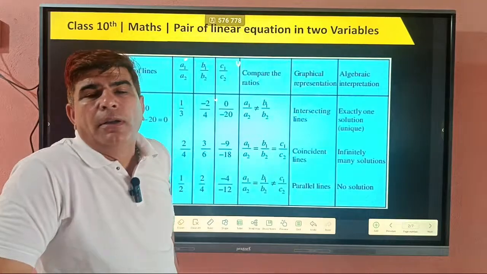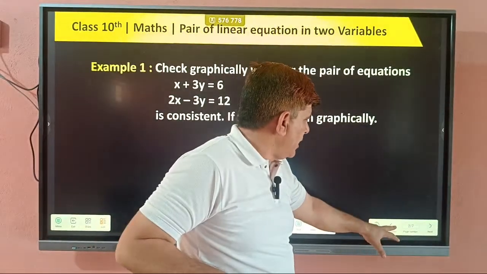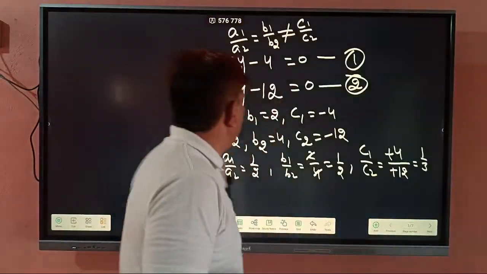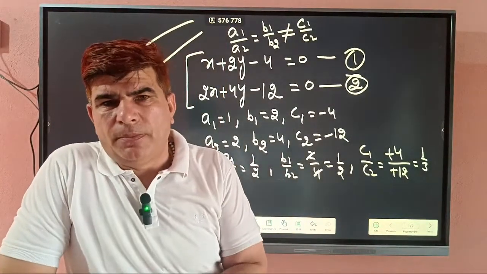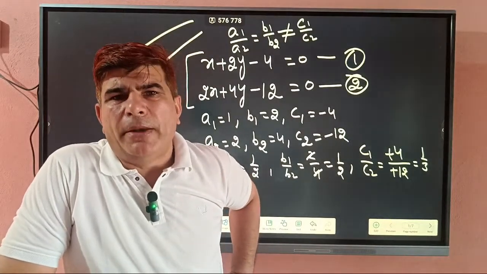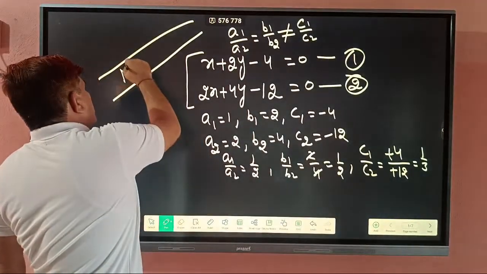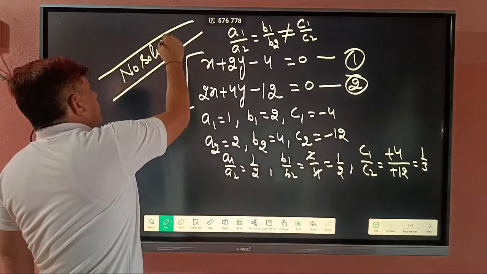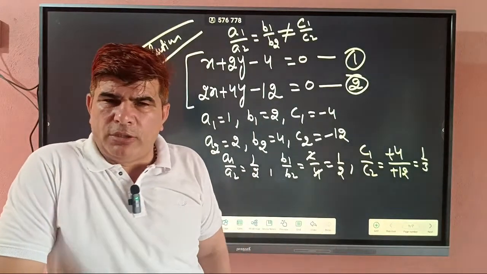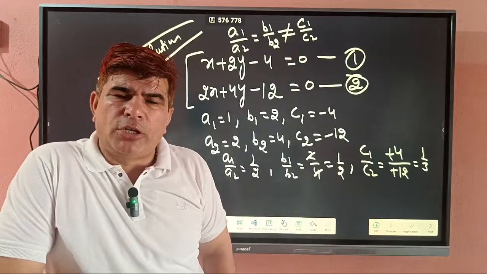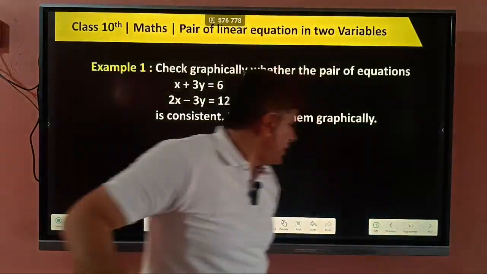Its meaning: the lines are parallel. Parallel means one line is parallel to another line. Two lines which never meet each other on the same plane are known as parallel lines. Understood? So how many solutions? No solution. So three conditions were told to you: either one solution, or infinitely many solutions, or no solution. These are the conditions according to the linear equations.